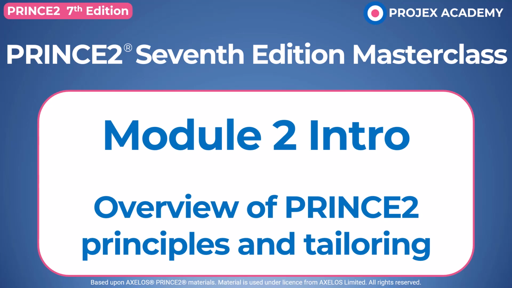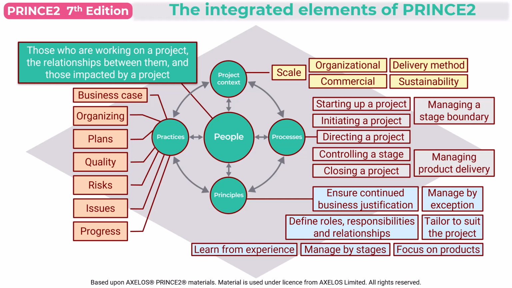This is the introduction to Module 2, where you'll learn all about the overview of PRINCE2 principles and tailoring. So let me give you a brief introduction. First of all, you need to be aware of the 5 integrated elements of PRINCE2, as you can see from this graphic, consisting of the new people section, which covers those who are working on a project, the relationships between them, and those who are impacted by a project.